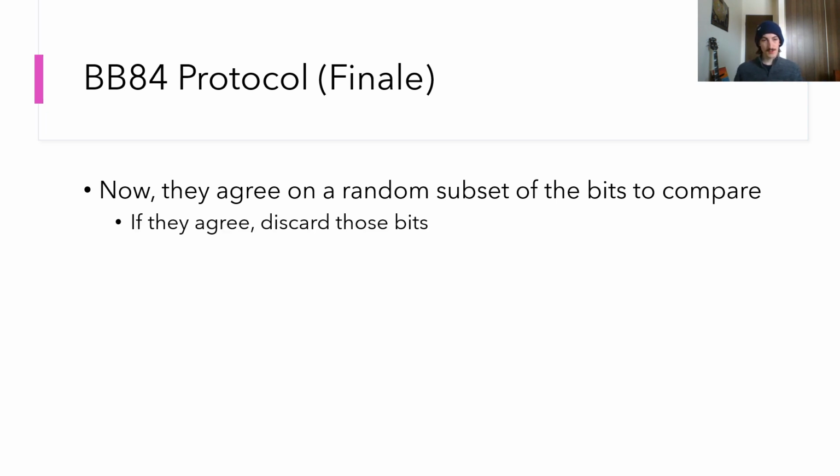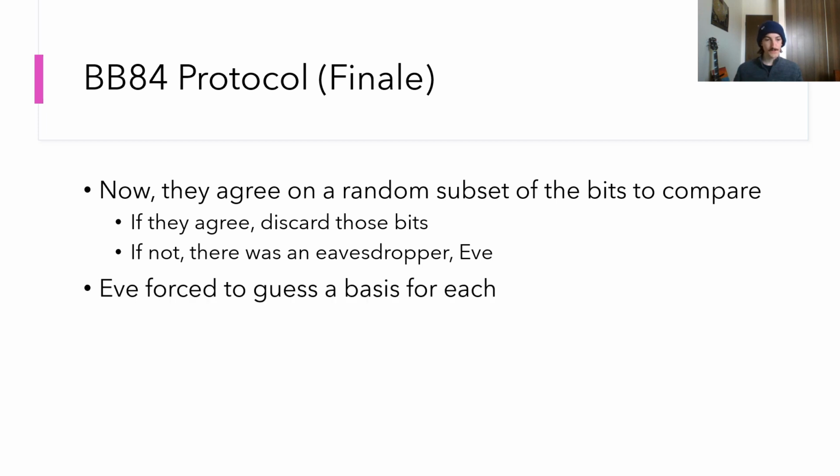And so they'll send those on an unsecured channel and compare them. And if those two bits agree, then they'll discard those from the secret key, because anyone could intercept that and would have that information about it. If they don't agree, though, say Alice had a 0 and then Bob had a 1, in that case, they know that there was an eavesdropper, or at least some error along the line.